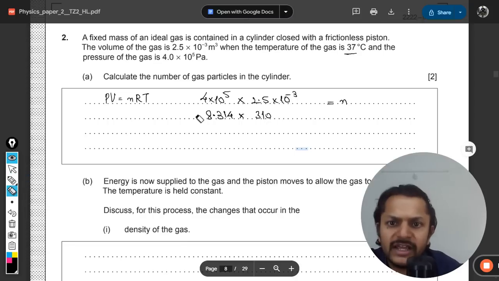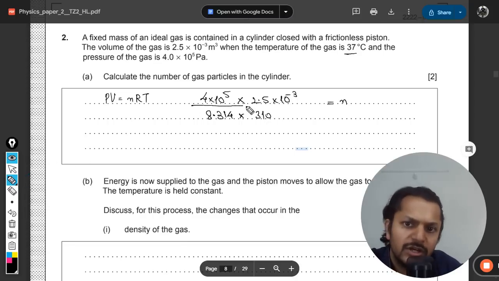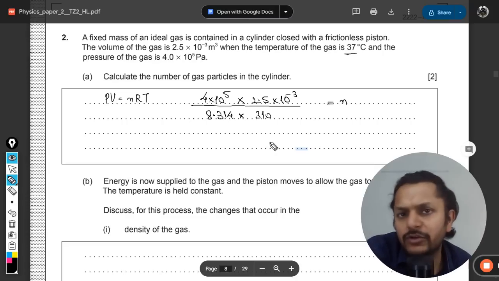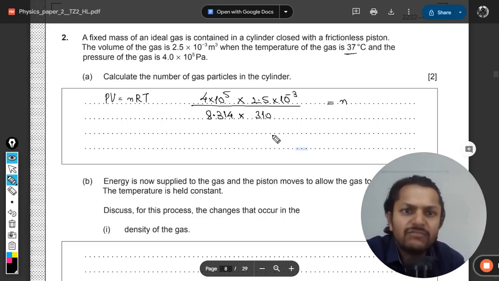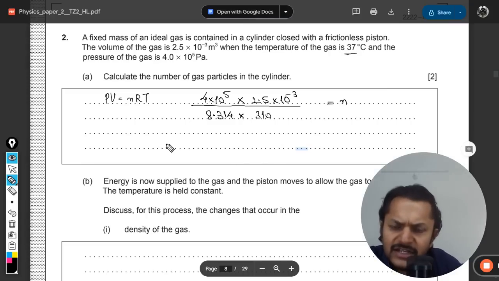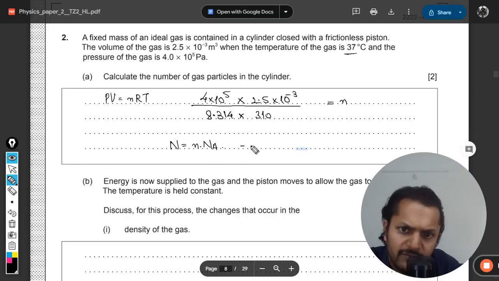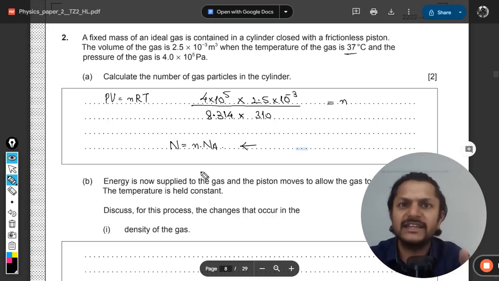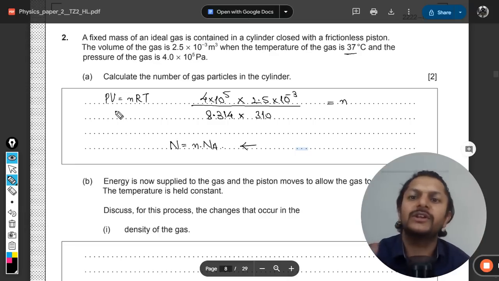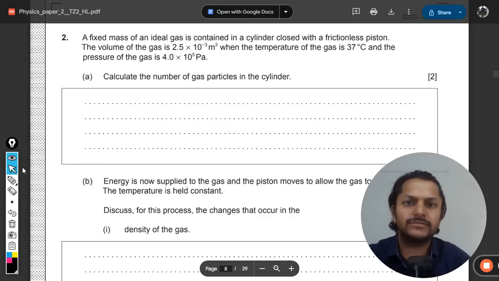And now we know the number of moles, so we can multiply this with the Avogadro number to find the total number of gas particles. I think nothing more than this. So N is equal to number of moles multiplied by Avogadro number. I will not be calculating this. We will directly move to the mark scheme and see if they have done the same thing. If you have the calculator, you can do it now and we will see the answer.